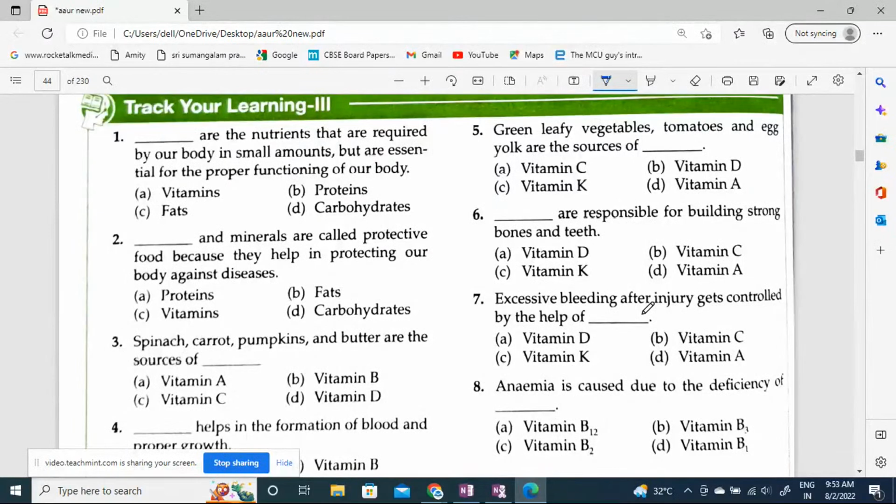Now track your learning. Nutrients that are required by our body in small amounts are vitamins and minerals. Spinach, carrot, pumpkins, and butter are the sources of vitamin A. Listen, this is the very short answer. Why are vitamins and minerals called protective food? Because they help in protecting our body against diseases. Clear?